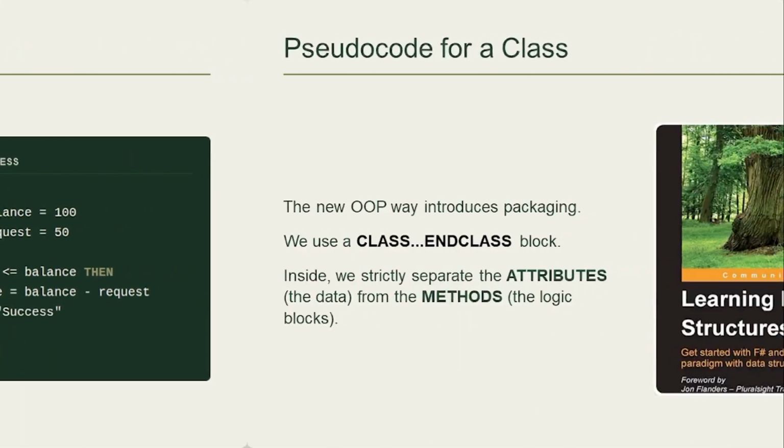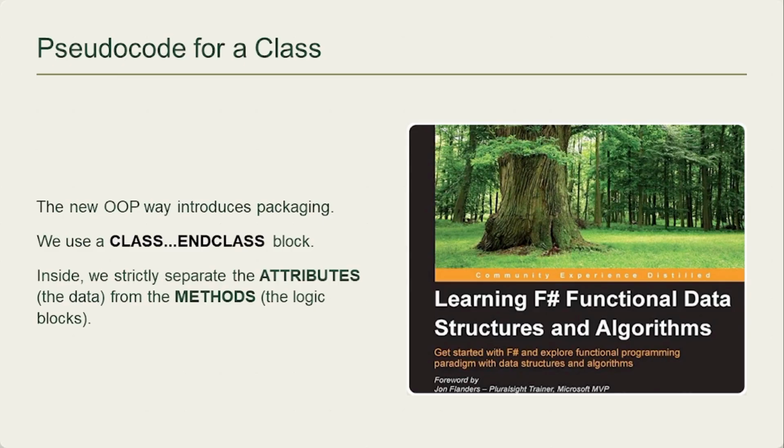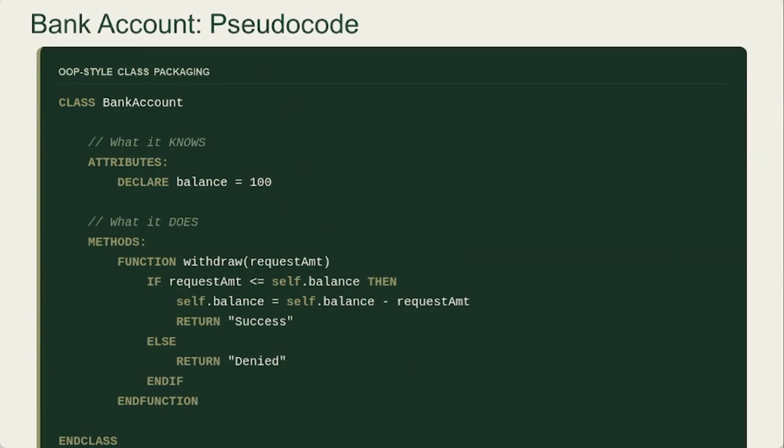Now, pseudocode for classes. The new object oriented programming way introduced packaging. We use a class and end class block for defining the class. Inside that we have attributes and we have methods. Attributes are the data, methods are the logic blocks. Pseudocode for the bank account.